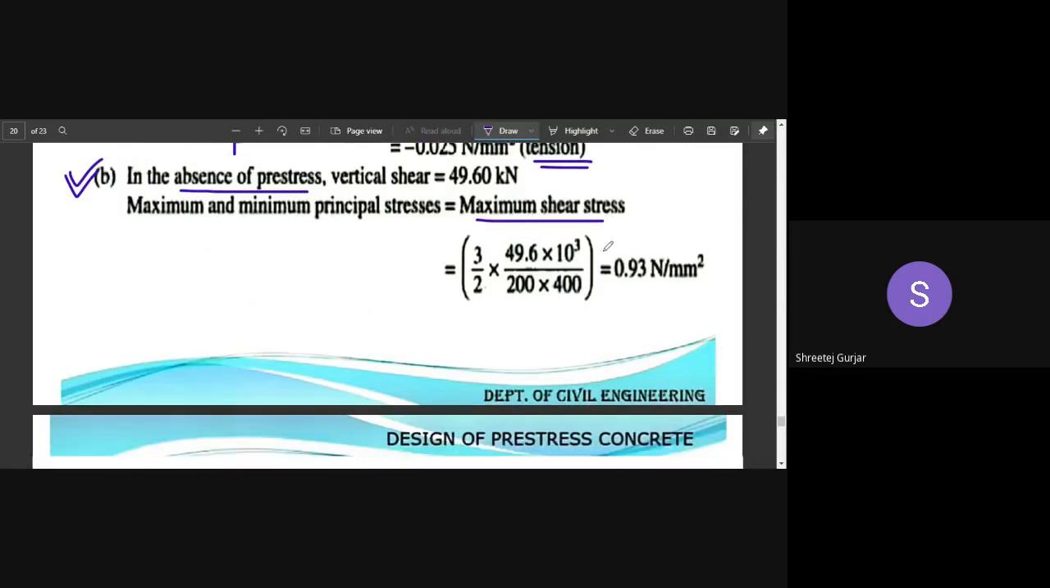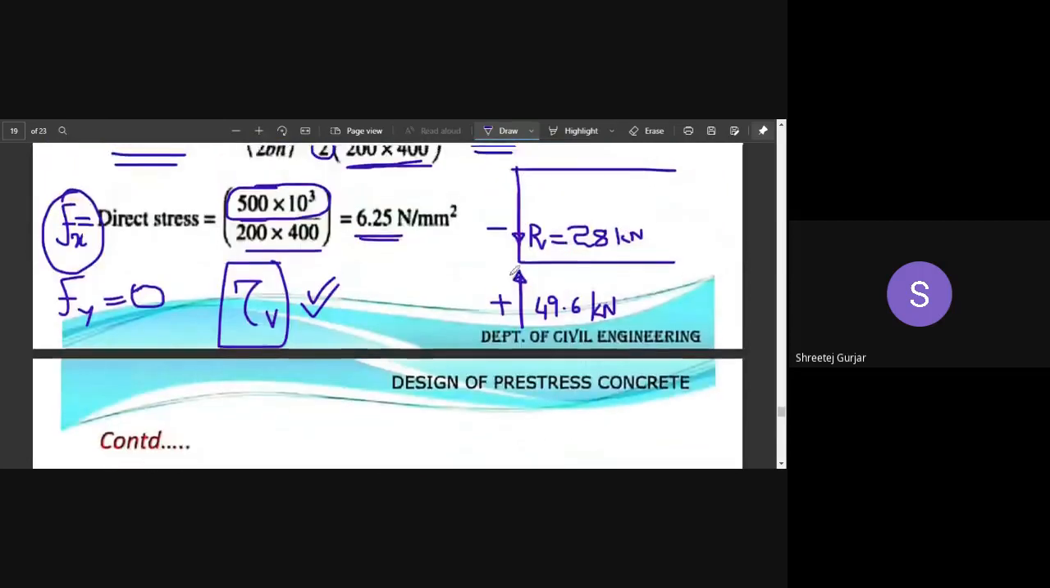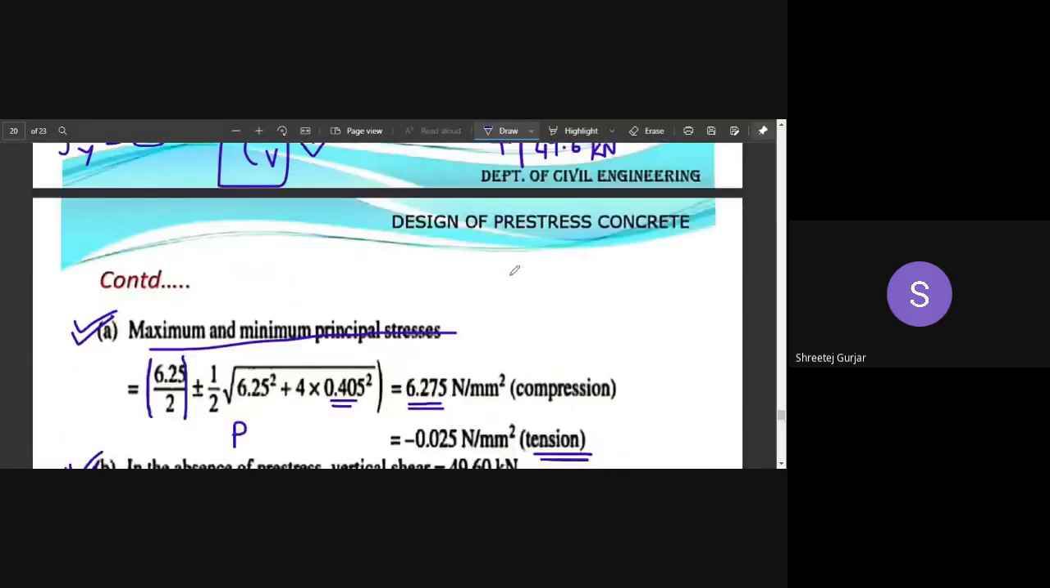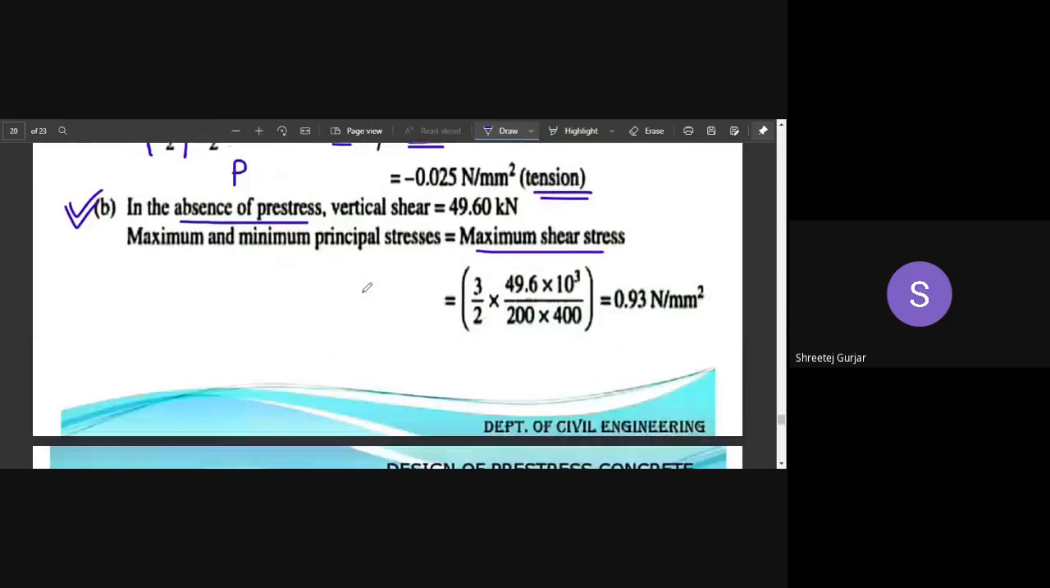Only term that is remaining here is tau V. So tau V we had calculated. Where is tau V calculation? No, we have not calculated, right? So tau V is equal to 1.5 V by bh. So here 3.2, that is equal to 1.5 into V by b into d. So 1.5 into V, that is 49.6.